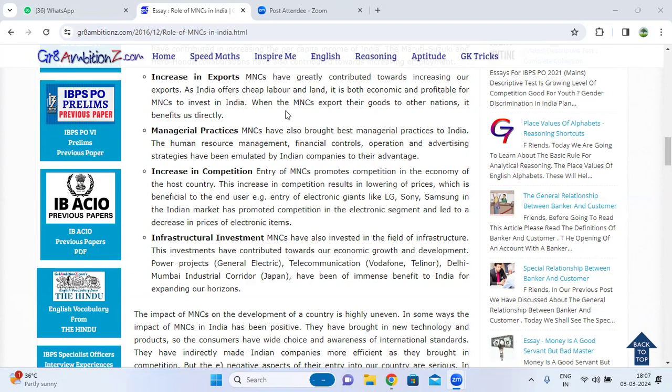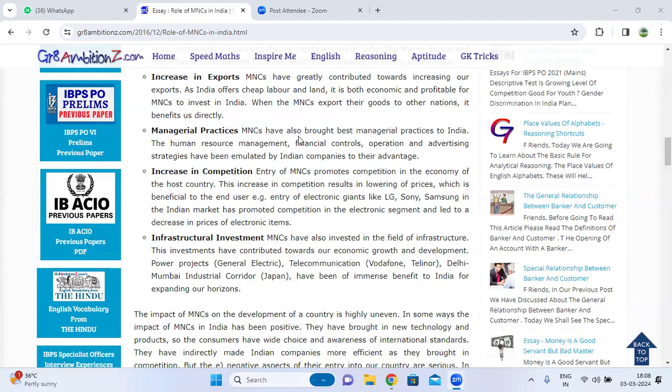When the multinational corporations export their goods to other nations, it benefits us indirectly.